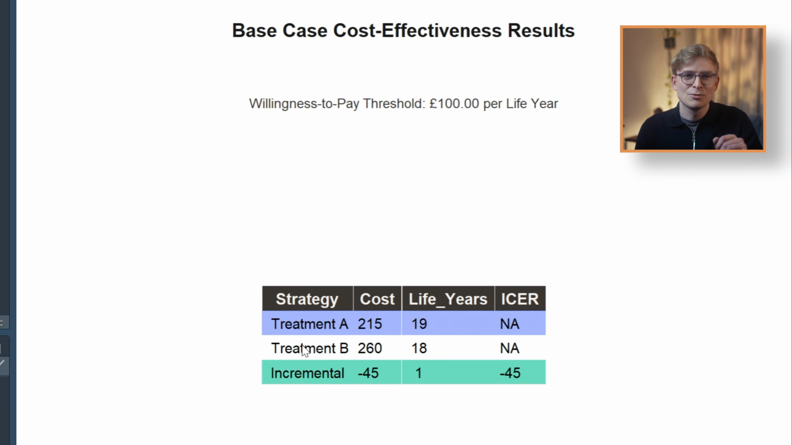When we look at our base case results, we can see the following. Treatment A has a total cost of £215 and generates 19 life years. Treatment B costs £260 in total and generates 18 life years. So treatment A is actually cheaper and more effective. It's what we call dominant in health economics. The ICER comes out to be negative £45 per life year, which means that treatment A saves £45 for every additional life year gained. That's a no-brainer decision. Treatment A is absolutely cost effective.